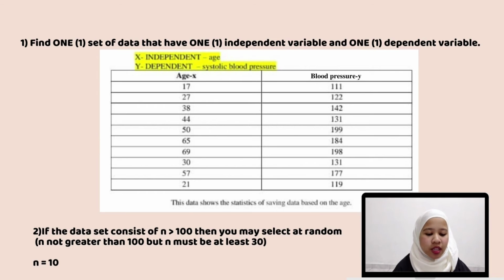The next question is: if the data set consists of n greater than 100, then you may select at random n not greater than 100, but n must be at least 30. So the answer for question 2 is n equals 10.